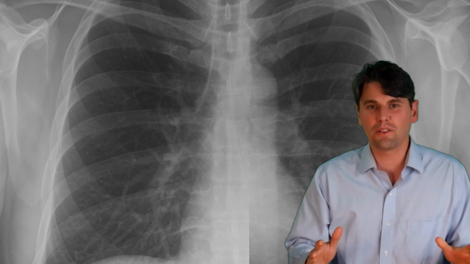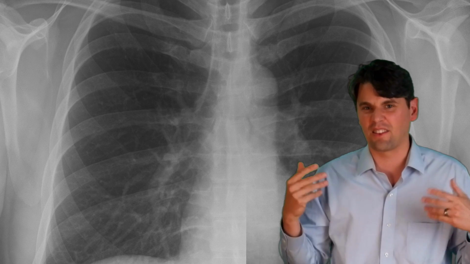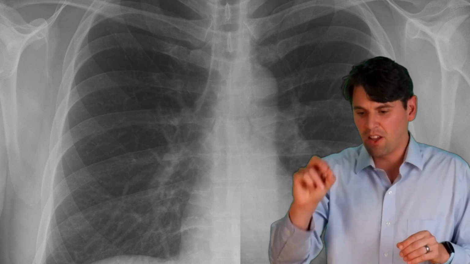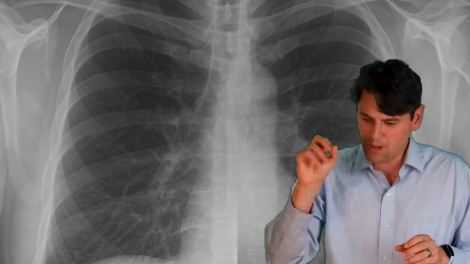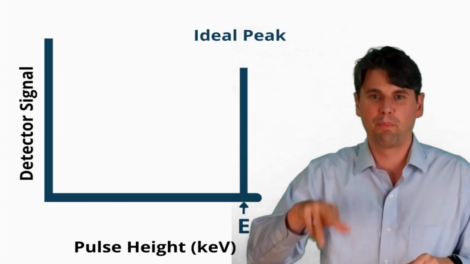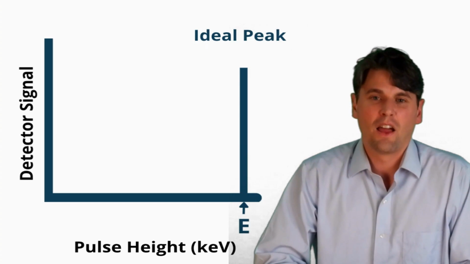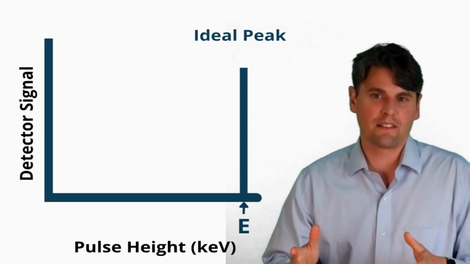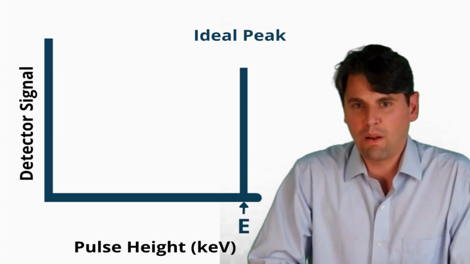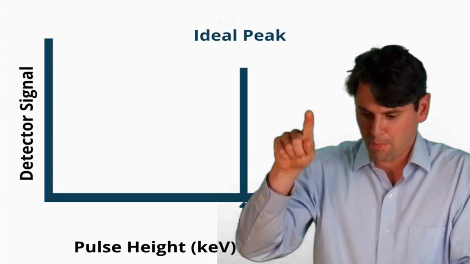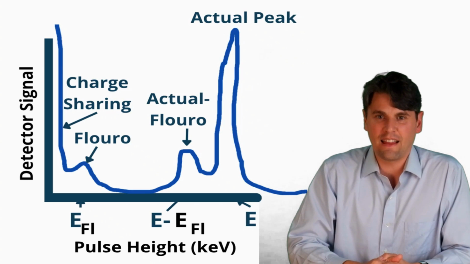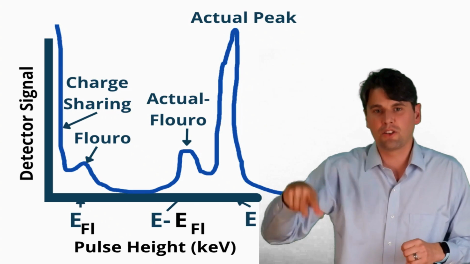So the ideal scenario would be if you had this perfect detector where, if you gave it just one X-ray photon of one given energy, you would get a nice signal like this. But imagine we could give the detector many photons of one given energy, and we would like to see a nice sharp peak like this.